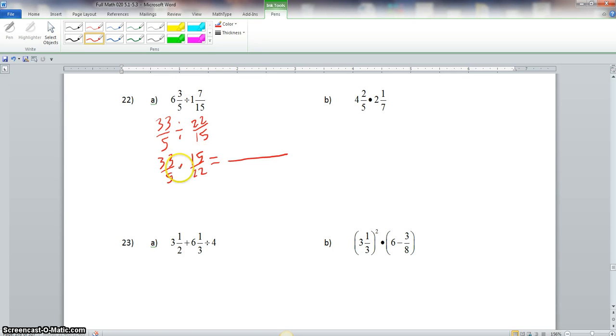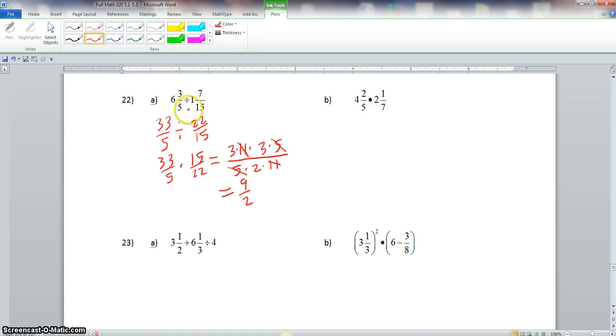We're going to write out all the prime factorizations of these numbers. The prime factorization of 33 is 3 times 11. The prime factorization of 15 is 3 times 5. Now we come to our denominator. 5 is already prime, and 22's prime factorization is 2 times 11. Now these 11s simplify out. These 5s simplify out. Now we multiply 3 times 3, which is 9, and our denominator would be 2.